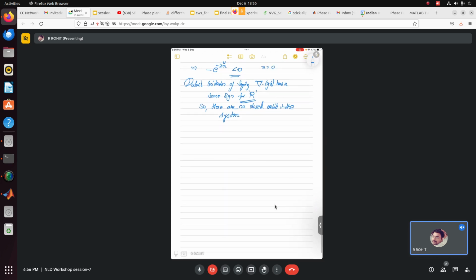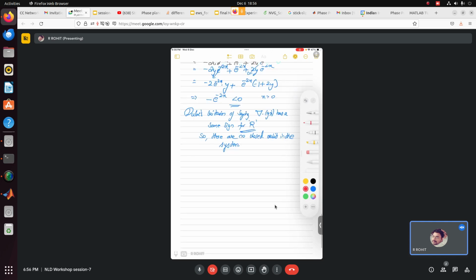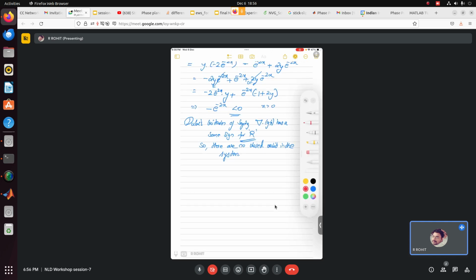So these are the three criteria: gradient system, Dulac's criterion, and Lyapunov functions, which you can use to rule out whether any closed orbits are present in the system or not.